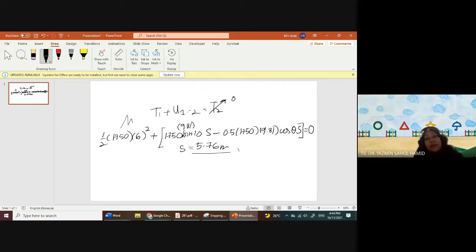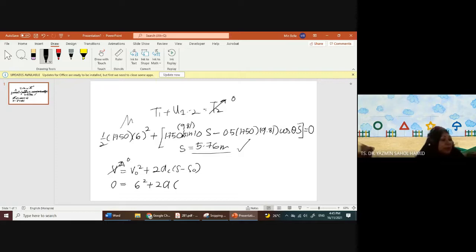So you've got the answer. Now, let's say the question doesn't tell you to use work and energy. You can also get S using the constant acceleration formula. You use this formula: V squared equals V naught squared plus 2a(S minus S naught). V squared is zero because the final velocity is zero. V naught is 6. A we need to find. S is what we need to find. Initial S is zero, starting at zero. So that means we need to find A.